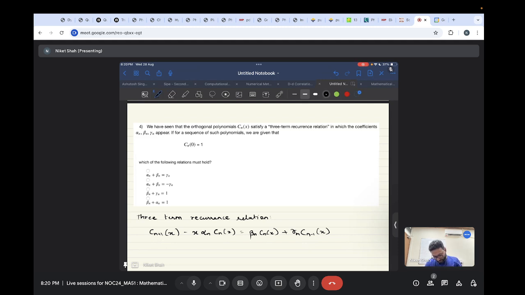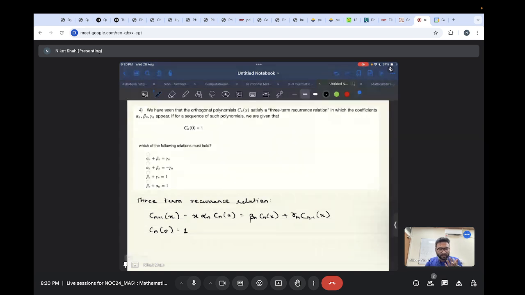It's given that C_n(0) is equal to 1, which implies that, because n is a general number, it's not like only this C_n is 1 and C_{n+1} is something else. No, here they're trying to tell us about some general n. So C of any n at x equal to 0 gives you 1. So of course C_{n+1}, C_{n-1}, all of them are 1.